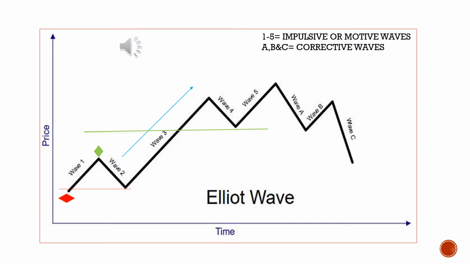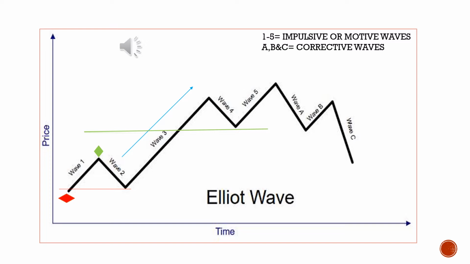It states that the stock market follows a repetitive rhythm of 5 advancing waves followed by 3 declining waves, which forms one complete cycle. So over here, 5 advancing waves means waves 1 to 5 that you see, and the declining waves are wave A, B and C. Waves 1 to 5 move in the same direction, so they are called impulsive or motive waves, whereas A, B and C move in the opposite direction, so they are called corrective waves.